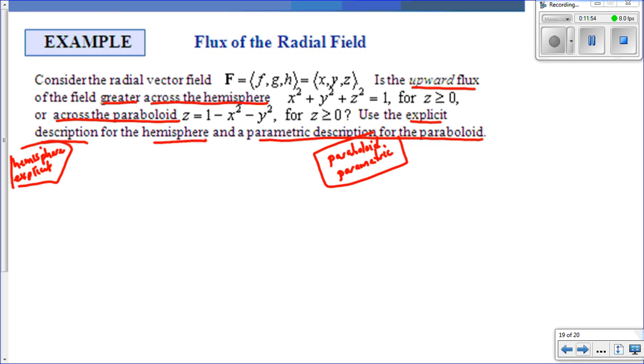Okay, so our vector field is x, y, z. And I want the upward flux. So clearly I'm talking about a surface, the hemisphere, and I want an upward flux. So I'm looking at F dot n dS, and I want to use the explicit form.